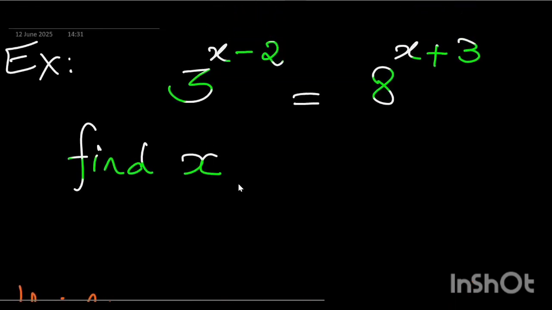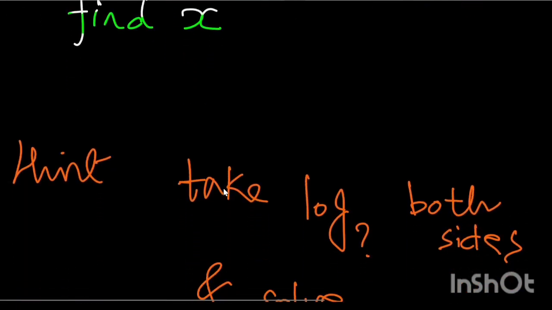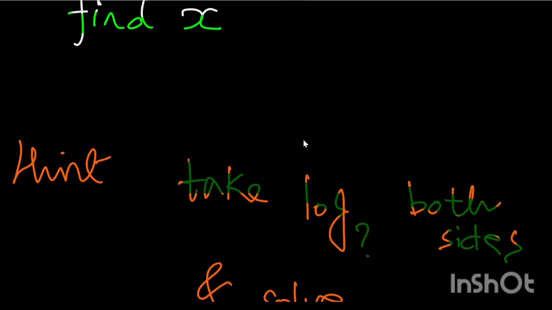3 is in the form of an exponent and the variable is x, so we need to bring down the variable, which can be done using the property of log: log m to the power n equals n log m. So we have to take log on both sides. But now the question arises, what should be the base?